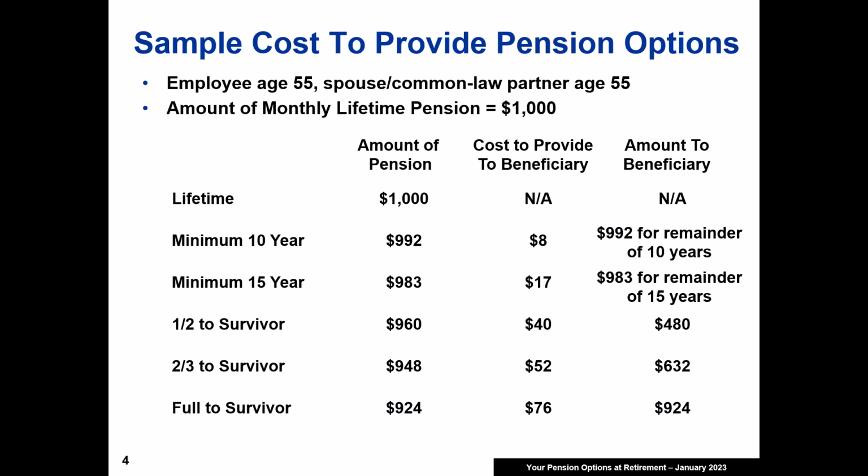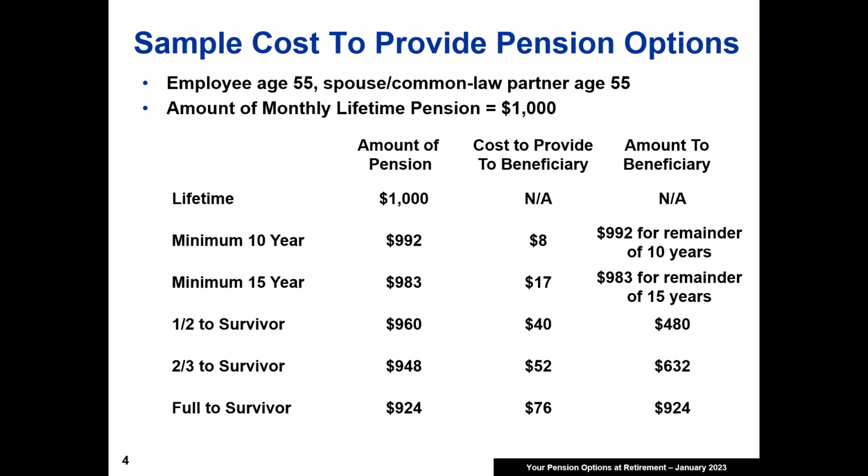The survivor options have higher costs associated with them, as we are now leaving an amount payable to a spouse or partner for the rest of their lifetime. With the 1/2 to survivor pension option, the cost to the member is $40. The member receives a reduced pension of $960 per month. Upon the member's death, their spouse or partner will continue to receive 1/2 of their pension, or $480 per month.